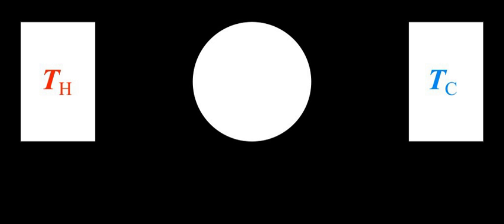Second law of thermodynamics: in a natural thermodynamic process, the sum of the entropies of the interacting thermodynamic systems increases. Equivalently, perpetual motion machines of the second kind, machines that spontaneously convert thermal energy into mechanical work, are impossible.